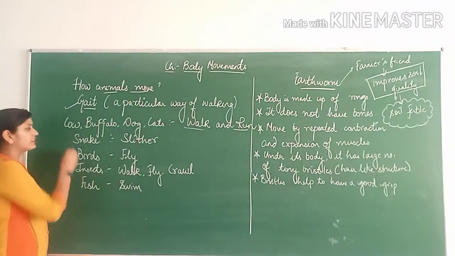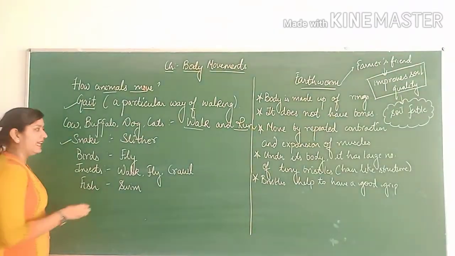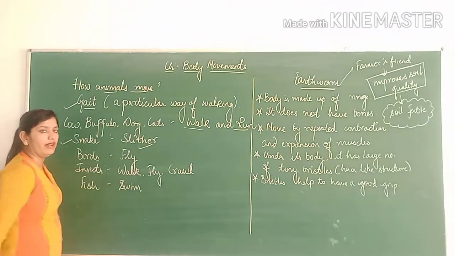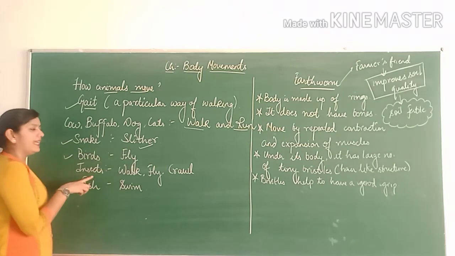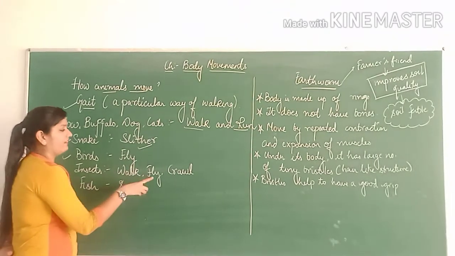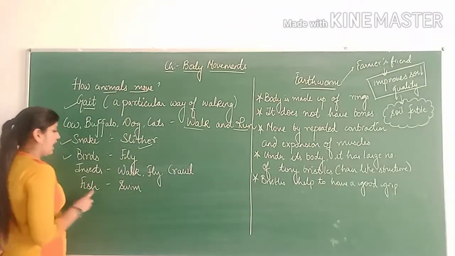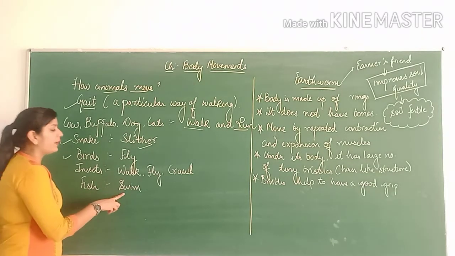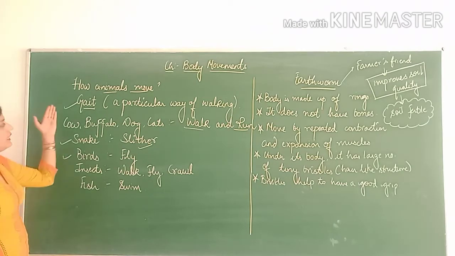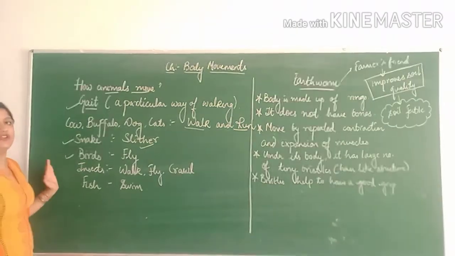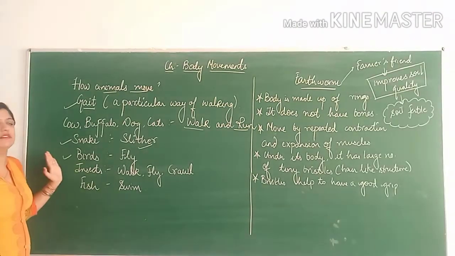If I talk of snakes, how do snakes move? They slither on the ground. Now birds, they fly in the sky. Insects, they walk, they fly, they crawl. If I talk of fish, they swim in water. So I hope the gait of these animals is clear.